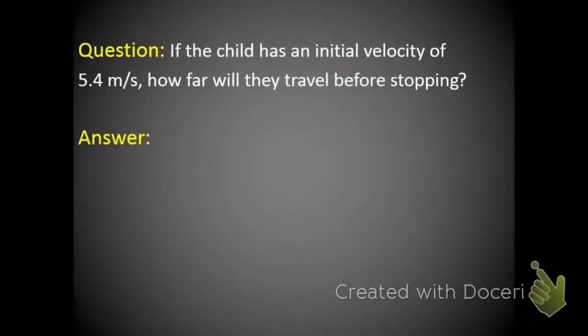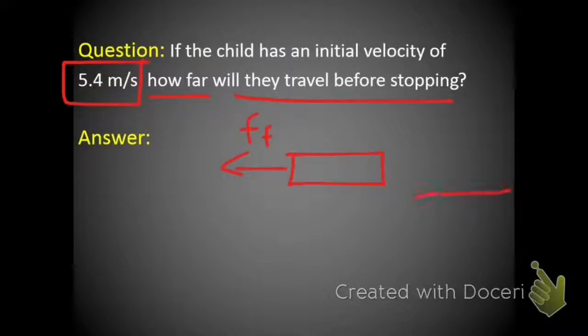Now, knowing that acceleration, if we know their initial speed, we can also figure out how far they will travel before they stop. Again, because friction is the only force, right? Child on a sled, friction is slowing them down, so they're going to coast to a stop.